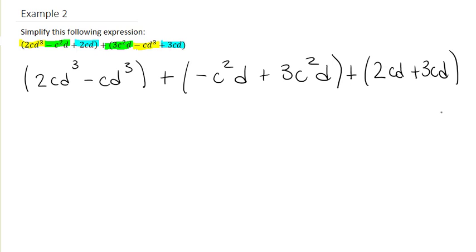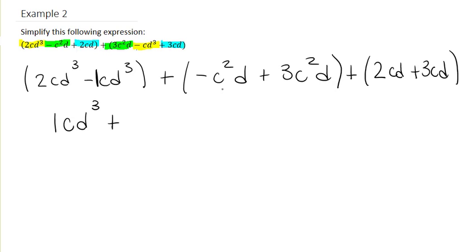So now let's go ahead and add everything inside each parentheses. So in the first one, we have 2 c d to the third minus c d to the third. Now this is really just a 1 in front. So we can just go 2 minus 1, which is 1 c d to the third.